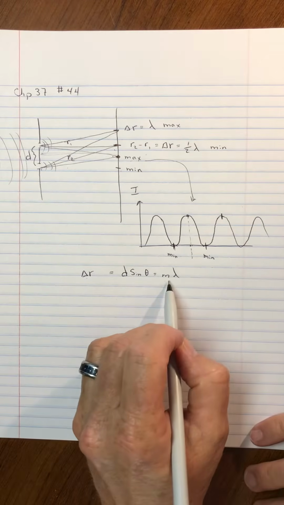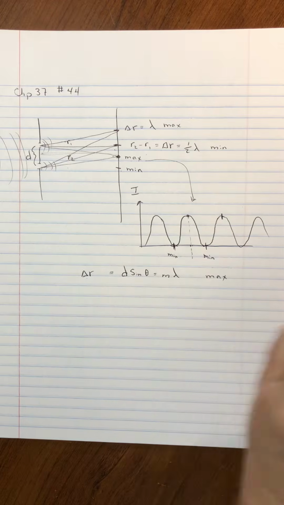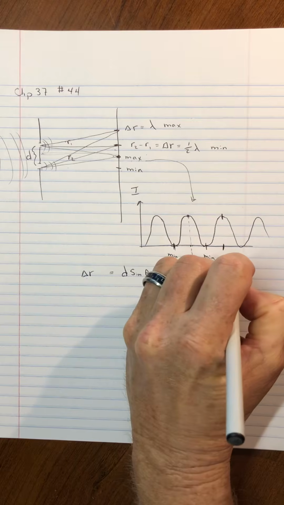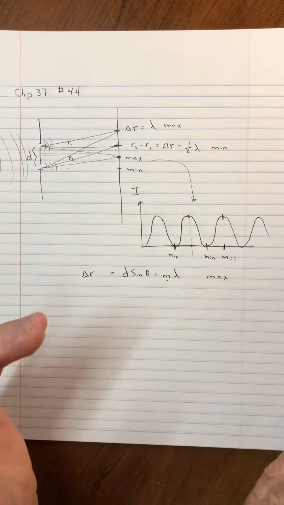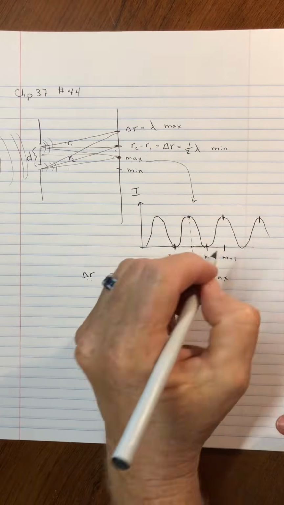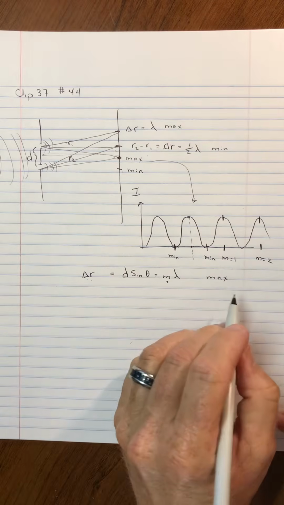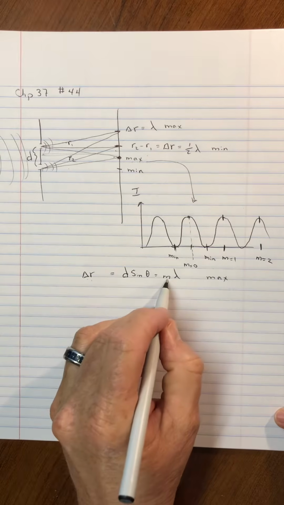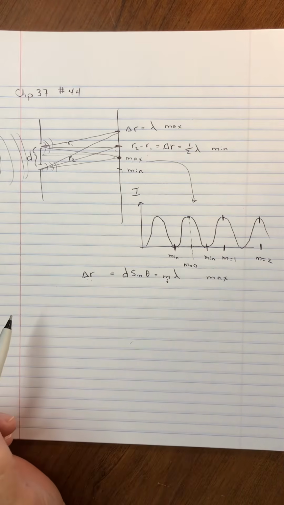And of course, if there's an integer number of wavelengths, you would get your maximums. And so right here, we would call this m equal to 1. What we mean by that is the path difference is one extra wavelength. And so when it gets bright again, we call this m equal to 2. And then, of course, the center one would be m equals 0. And so, again, this m is an indicator of the path difference between the two beams.